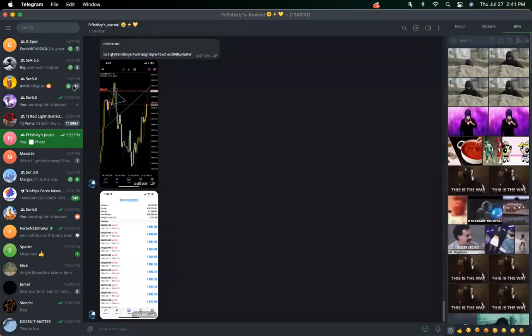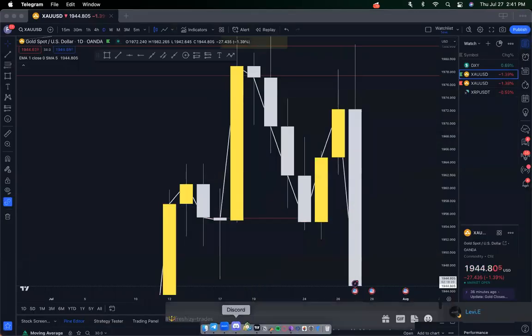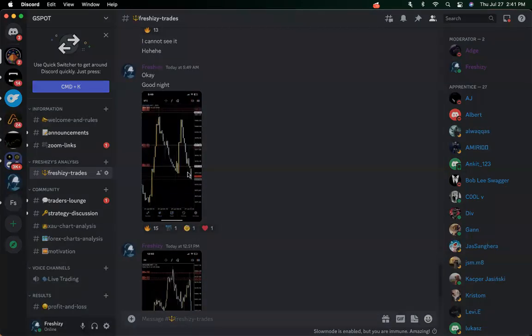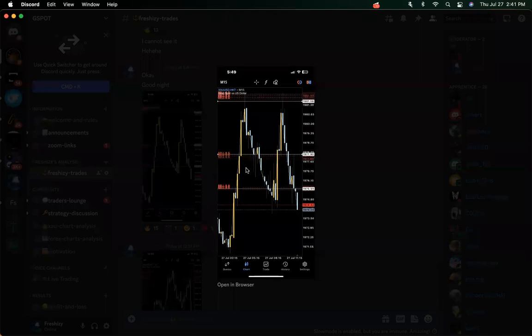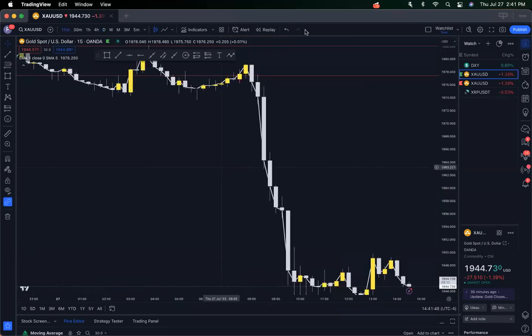Where is the layered sell? Not Telegram, Discord. This one. Yeah, this one. So the sell. And then this one, this one, this one. It was just me messing around on M15, actually.